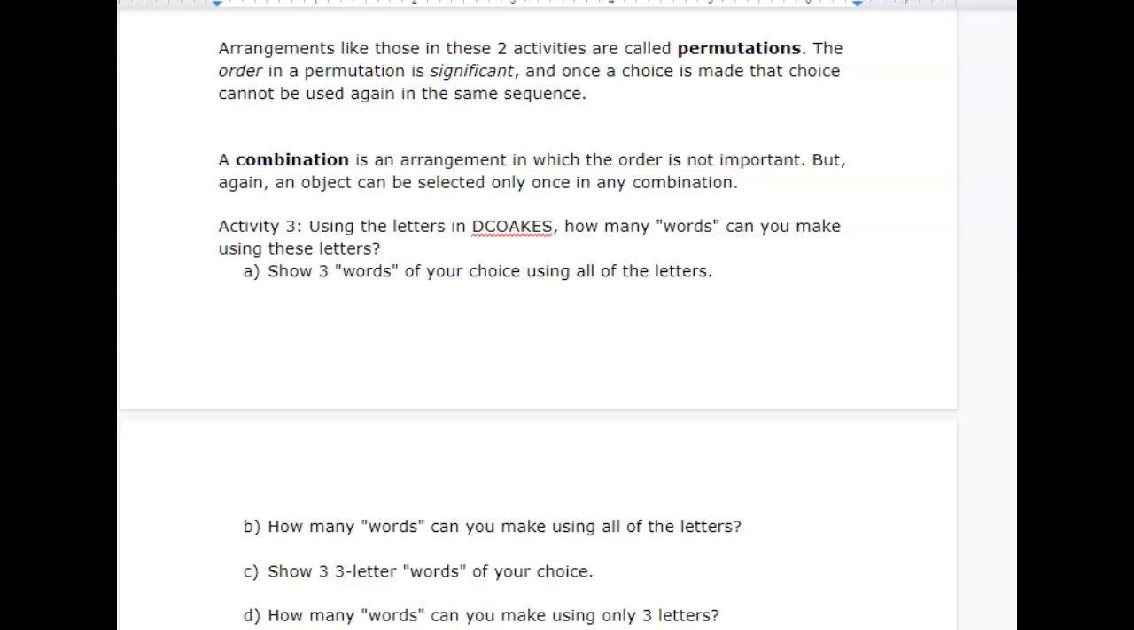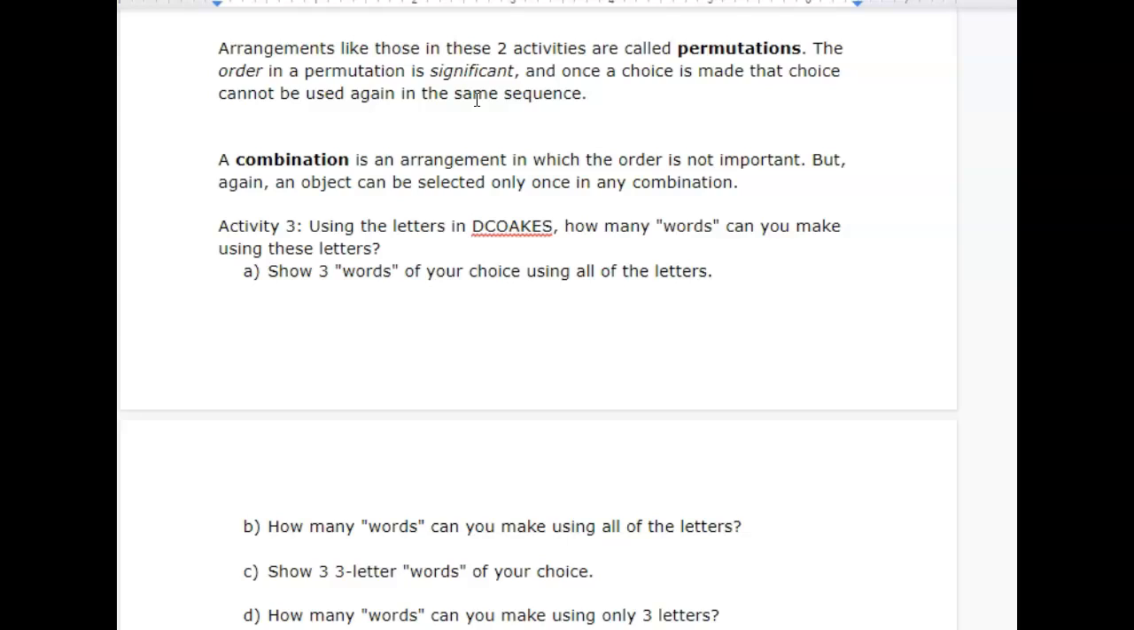All right, permutations and combinations. Let's look a little bit about what this really says. Permutations say the order in a permutation is significant. Combination says the arrangement, the order, is not important. In a permutation, like the ones that you just did with the teddy bears, once you've chosen that bear, you cannot use it again. You can't just magically make another bear that looks exactly the same.